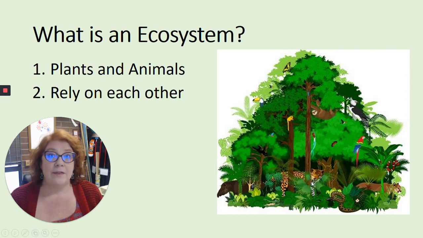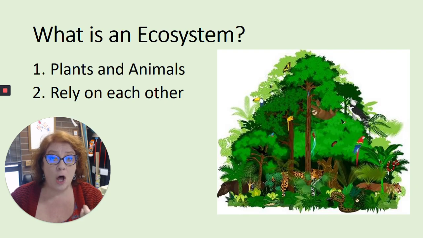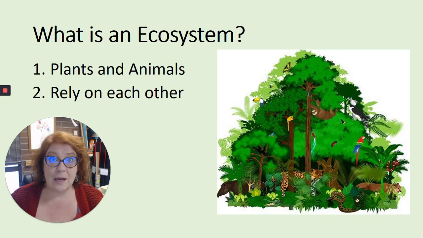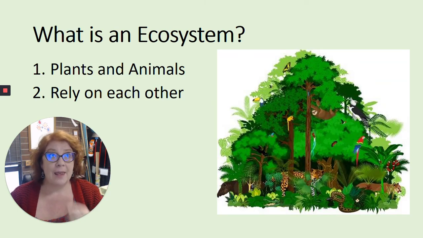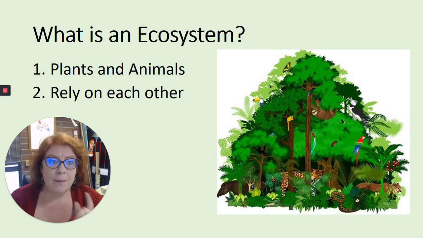Next. They rely on each other to survive. Well, how do plants and animals rely on one another to survive? Well, bees and butterflies pollinate the plants to make more plants, and animals carry seeds from where they fall to where they end up so that new plants can grow. And some animals eat plants. And some animals build their homes in plants. And some animals eat other animals that eat plants.